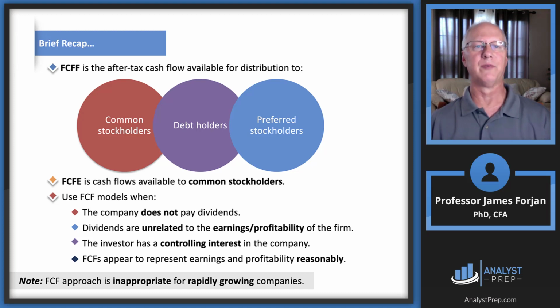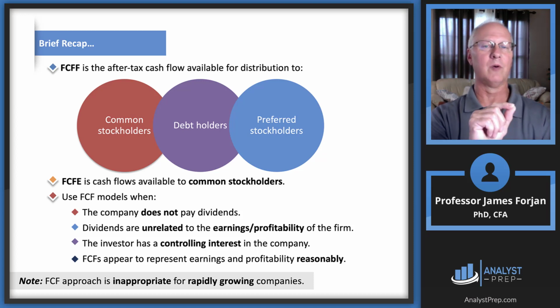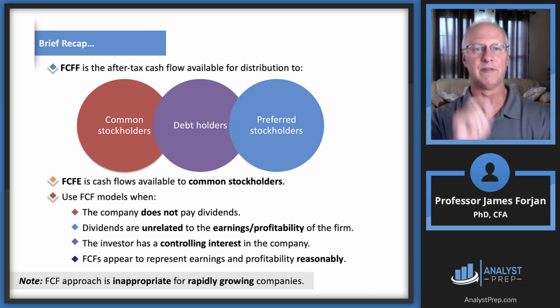So here's a brief recap. What did I say to you just a moment ago? Free cash flow is the after-tax cash flow available for distribution. Notice that now we're being a little bit more specific. Free cash flow to the firm. I want you to think about free cash flow to the firm as the entire right-hand side of the balance sheet. These are sources of capital.